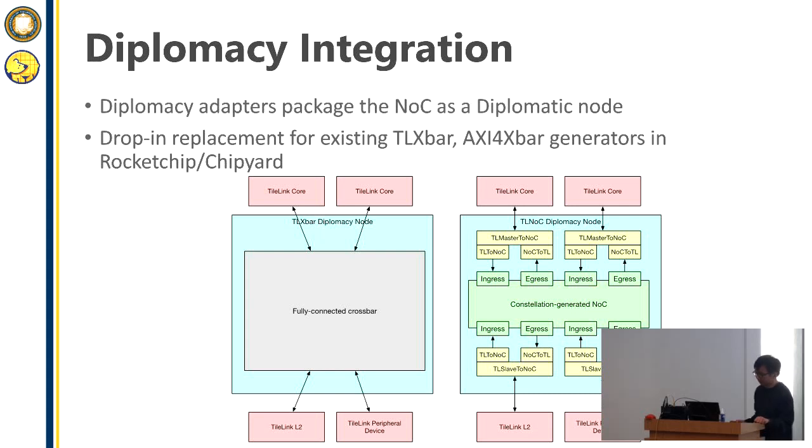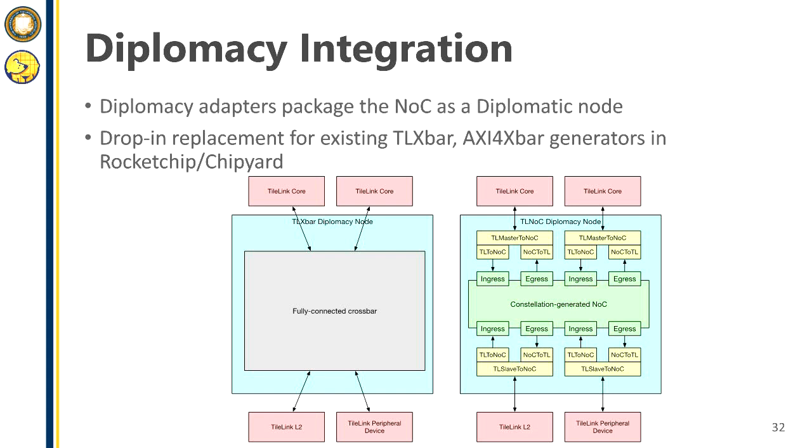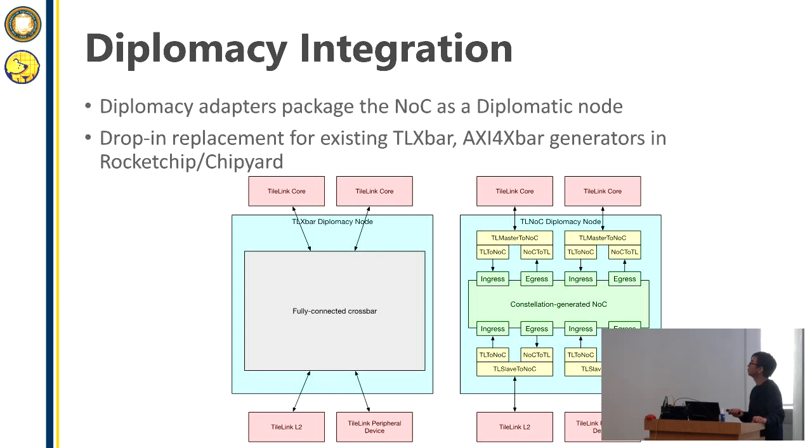If you're not familiar with what diplomacy is, it's this Rocket Chip component that lets you stitch together a bunch of different devices into a bus architecture very easily, and add in widgets that represent things like buffers, arbiters, crossbars, or now a NoC in that memory system graph. So this is a drop-in replacement for existing TileLink crossbars and AXI4 crossbar generators in Rocket Chip and Chipyard-based designs. Right where previously you just have this fully connected crossbar, you change one configuration option and you can drop in a Constellation network on chip here.